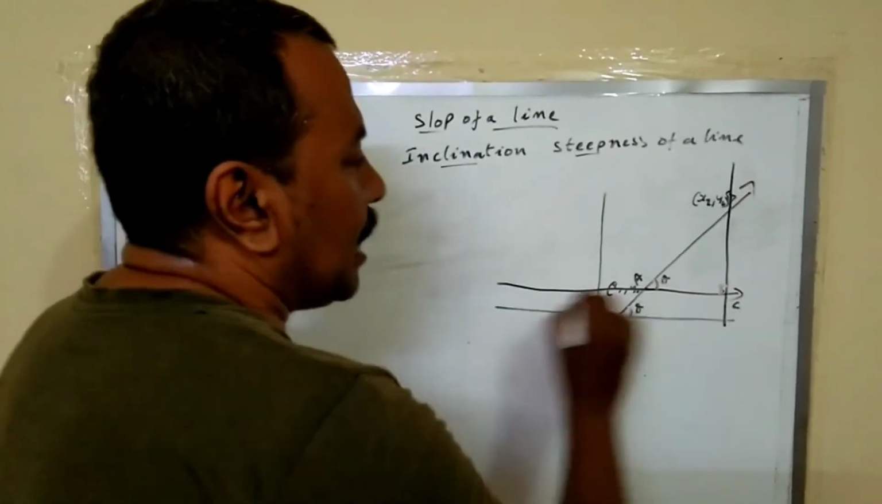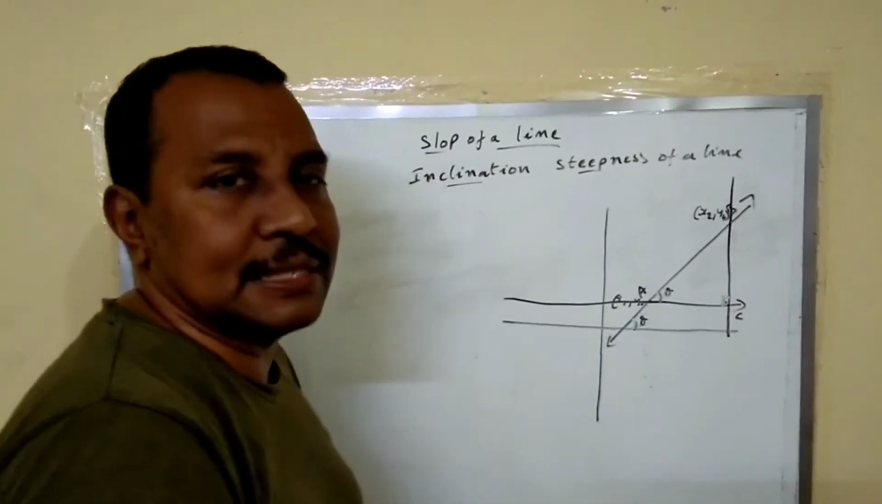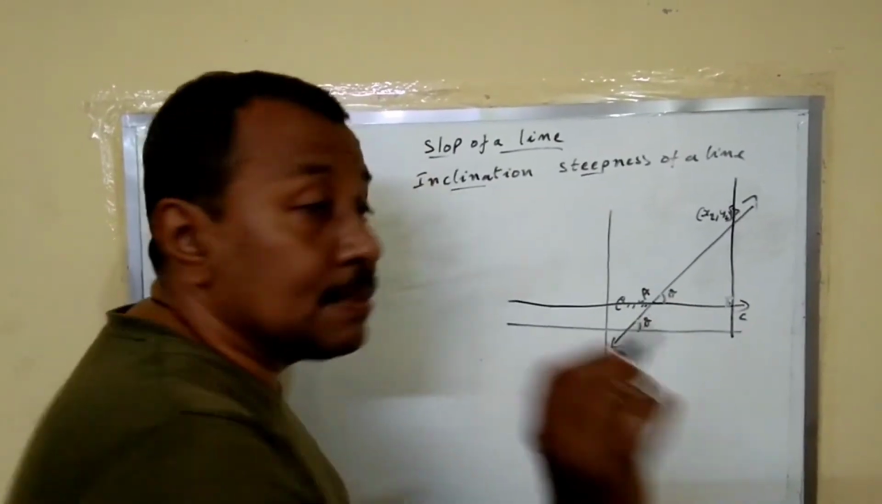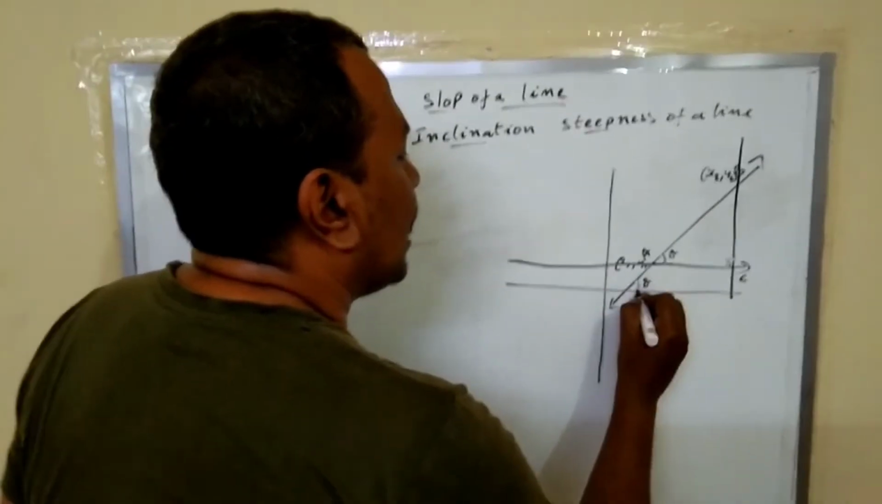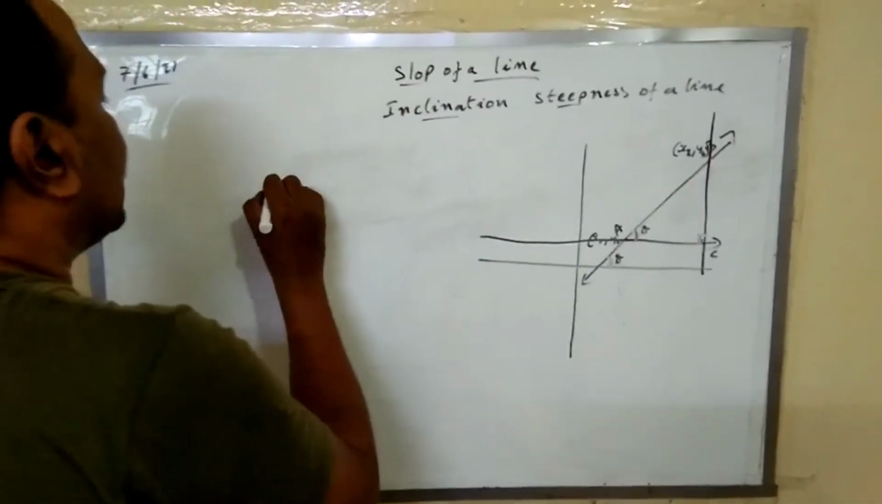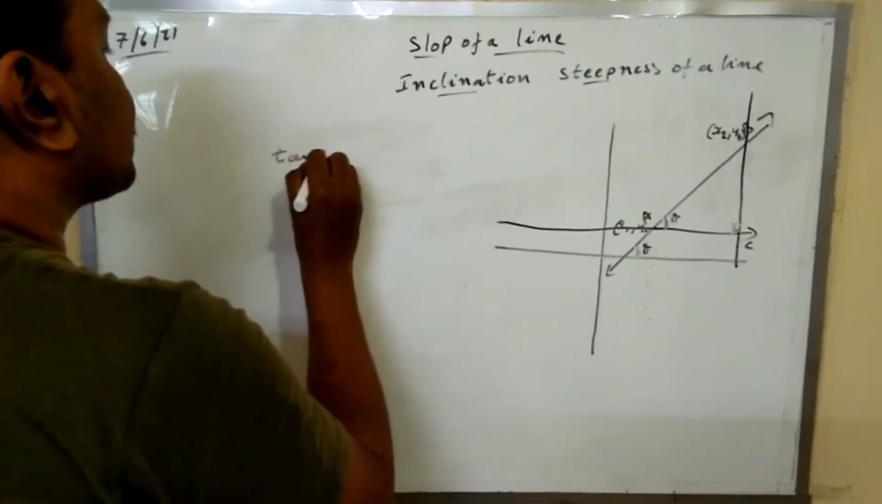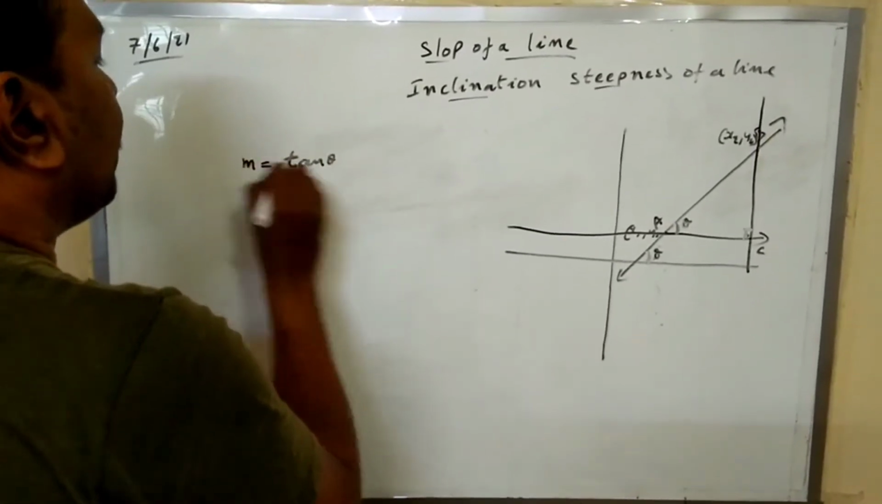If two lines are parallel to each other and a transversal intersects the two parallel lines, then the corresponding angles must and should be equal. So this angle is equal to this angle. If this is angle theta, then this is also angle theta. So we have to find tan theta, which is equal to m.